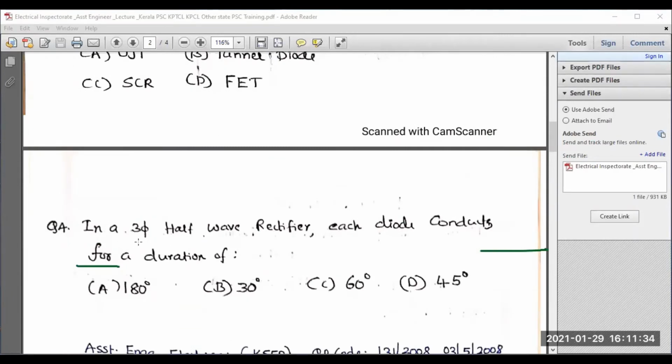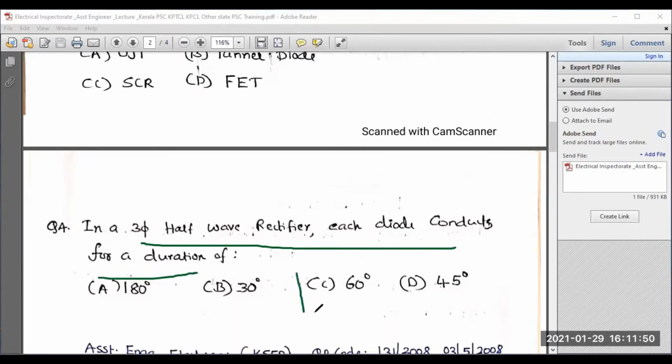Coming to question number 4: in a three-phase half-wave rectifier, each diode conducts for a duration of 180 degree, 30 degree, 60 degree, or 45 degree. Obviously, the right answer is that in a three-phase half-wave rectifier, each diode will conduct for a duration of 60 degree. If I ask about a three-phase full-wave rectifier, each diode conducts for a duration of 120 degree. This is a half-wave rectifier, so the answer is 60 degree. If I ask about full-wave rectifier, you should say that the diode will conduct for a duration of 120 degree. That can be expected.